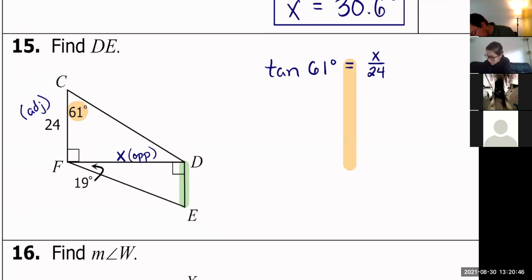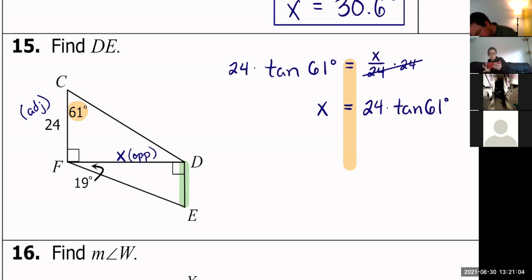So going through to solve this, I'm going to multiply 24 on both sides. As I mentioned earlier, I'm going to be kind of sneaky. I'm going to go ahead and flip it as well simultaneously to say X equals 24 times the tangent of 61 degrees, which with the help of my calculator, 43.3. Okay.